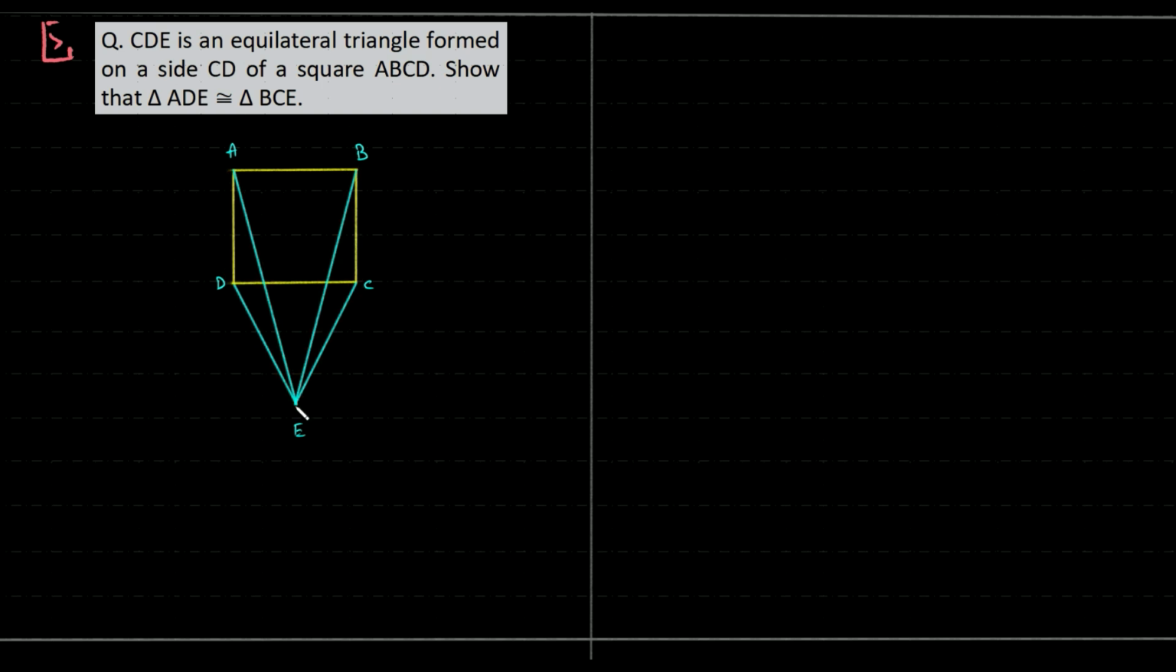CDE. This particular thing is an equilateral triangle. What does it mean? All the sides are equal and all the angles are equal to 60 degrees. Right guys, so let's write it off. It's always important to write what is given onto your diagram. So your answer will include the diagram in this case.